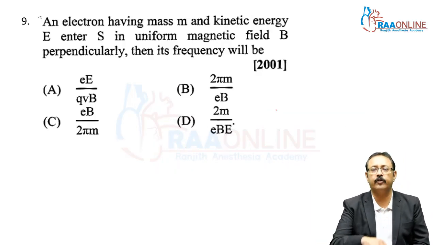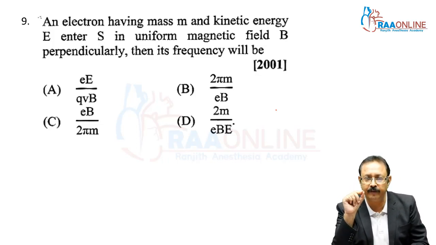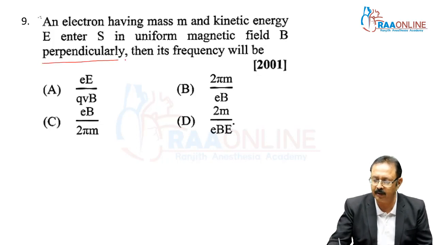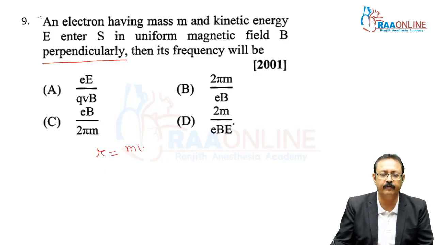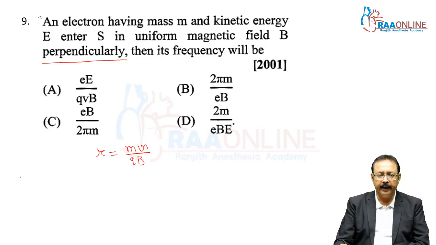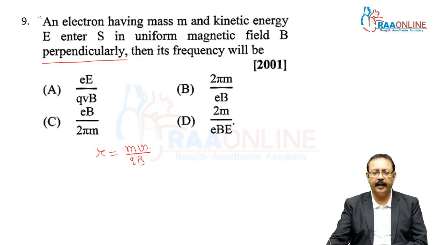Next, it is from 2001 AIPMT. An electron having mass m and kinetic energy E enters a uniform magnetic field B perpendicularly. It is important: perpendicularly means we can use our formula R is equal to mv by qB. Now we can use this. In terms of kinetic energy, we can write mv.